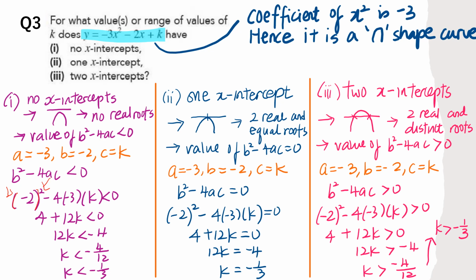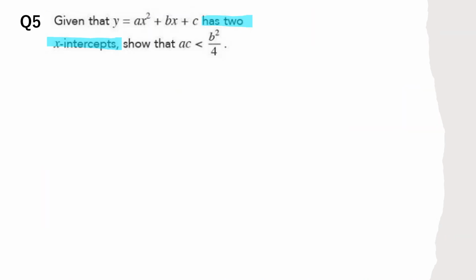So in this question, basically you're just dealing with how the value of b squared minus 4ac determines what types of roots an equation has. Or you can look at it this way, the type of roots an equation has will actually determine what kind of values your b squared minus 4ac has. Right, let's look at another question.